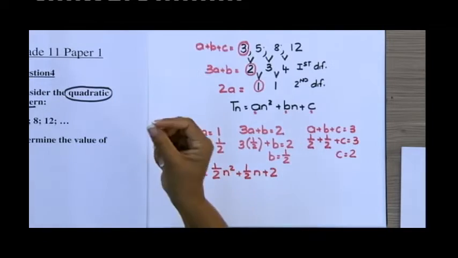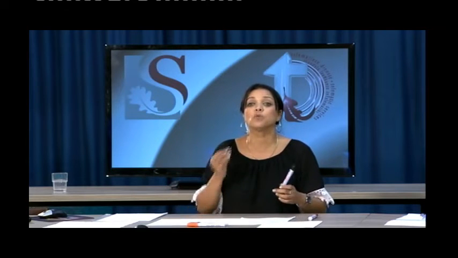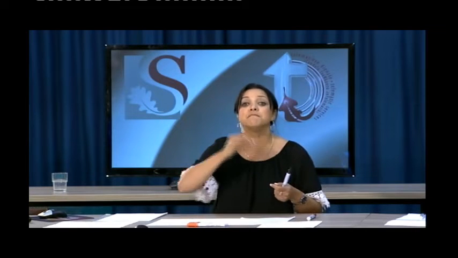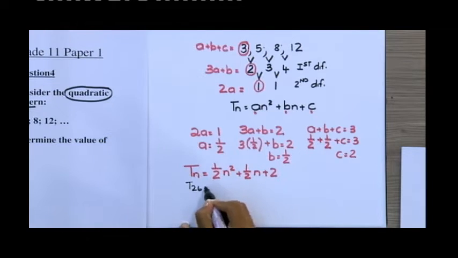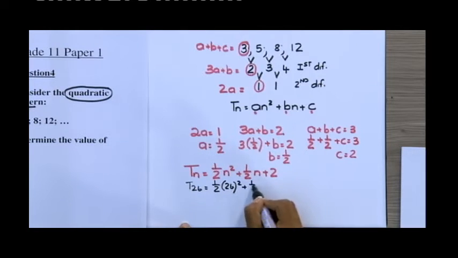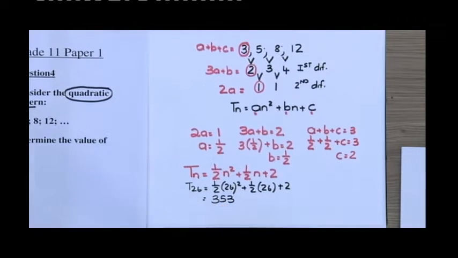But that wasn't the question. The question wasn't to go and find the TN formula. The question was to determine term 26. But if I have the TN formula, I am merely going to substitute the 26 in the place of n. As easy as that. So I'm going to say term 26 is equal to a half, substitute 26 into the place of n, plus 2. If you put this on your calculator, you are going to find that term 26 is 353.